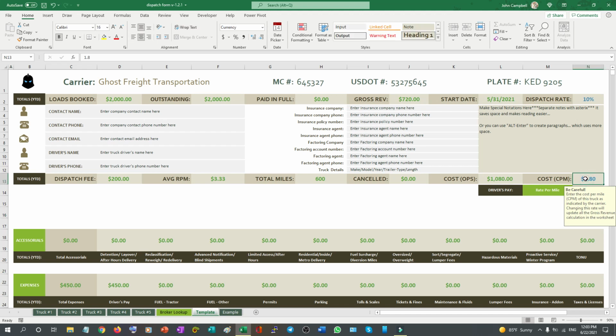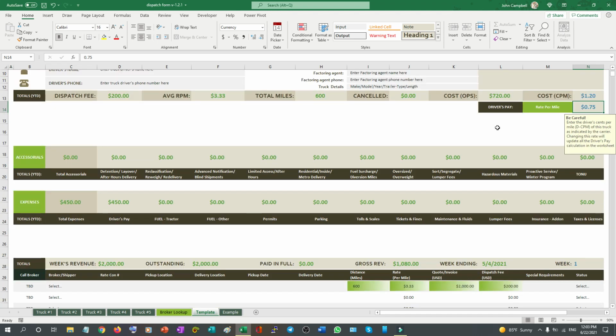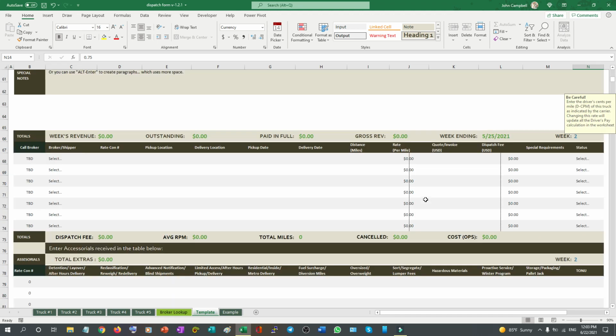Let's test it. So let's change this to 1.20 instead of 1.80, and you'll notice that this 1080 will now become $720. Change right away, right? And it didn't change here because of a relationship or a formula here. It changed because it changed everywhere. This total is the total of all of the rows going down for the entire 52 weeks that this form covers.